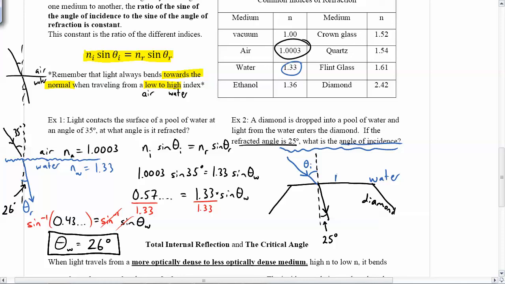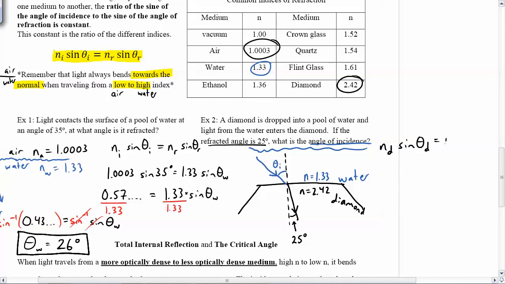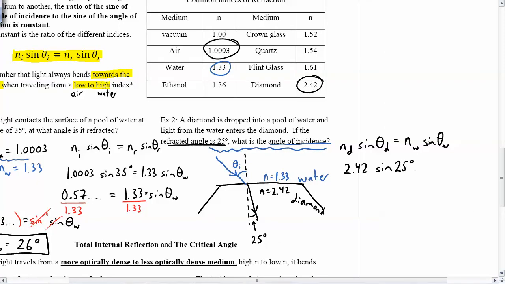So N for water is 1.33. Saw that in the last problem. N for diamonds is 2.42. So I take my N for diamond times sine of the angle in the diamond, and that's going to equal my N for water times sine of the angle in the water. So N for diamond is 2.42. Sine of the angle in the diamond is sine 25. N for water is 1.33. And sine, I'm trying to find the angle in the water.